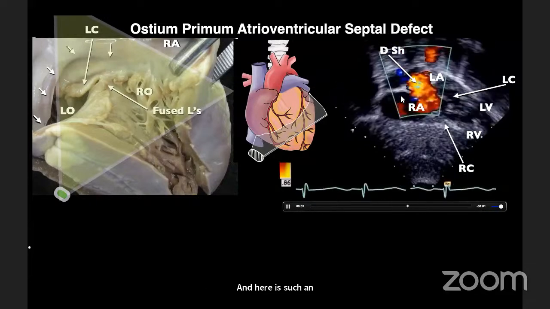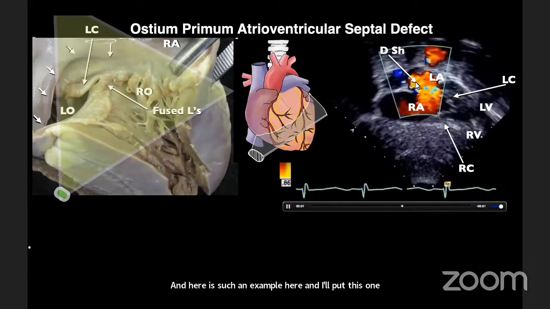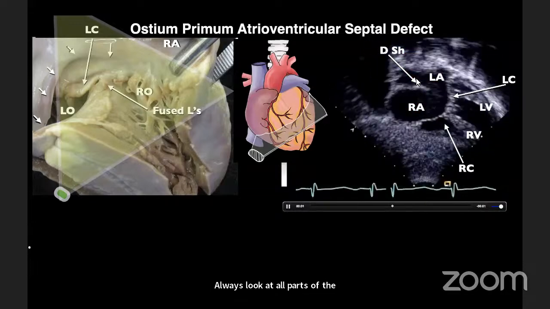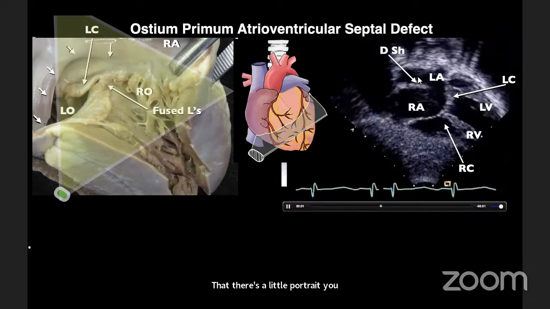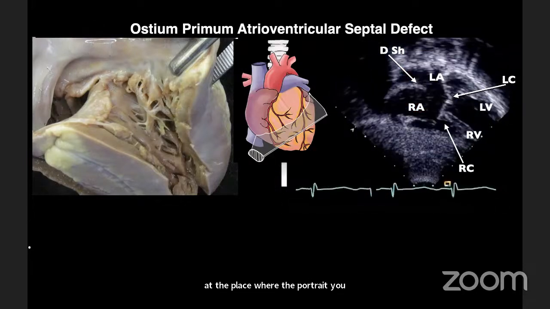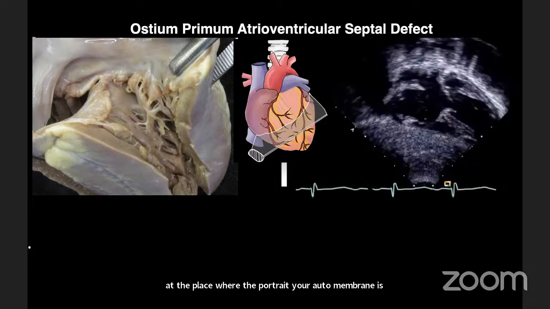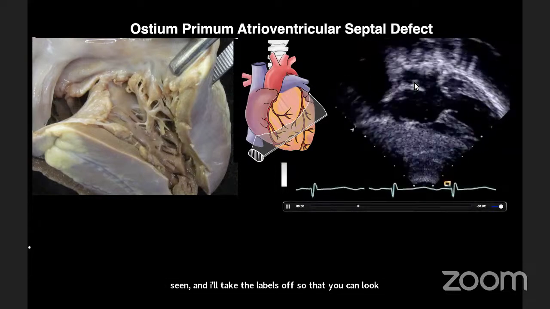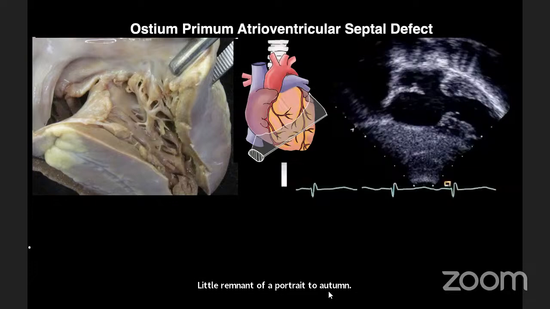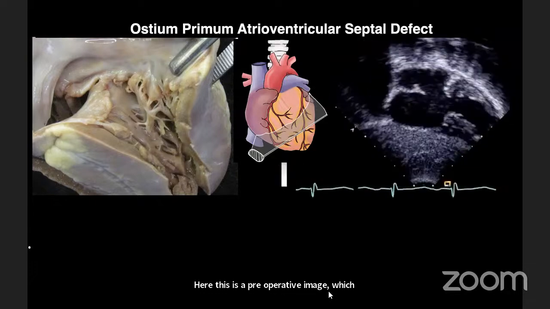And I put this one on because you must always look at all parts of the heart, but I'll show you this when we take the label off: there's a little cor triatriatum membrane here in the atrium, with the acceleration of flow beginning at the place where the cor triatriatum membrane is seen. And I'll take the labels off so that you can look at that and see this little remnant of a cor triatriatum here. This is a pre-operative image which was confirmed at the time of surgery.